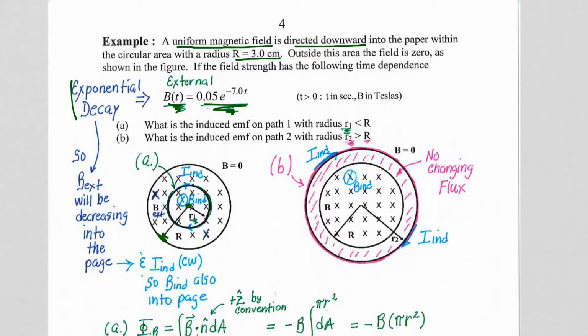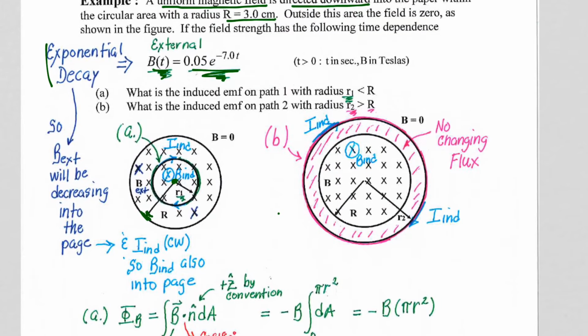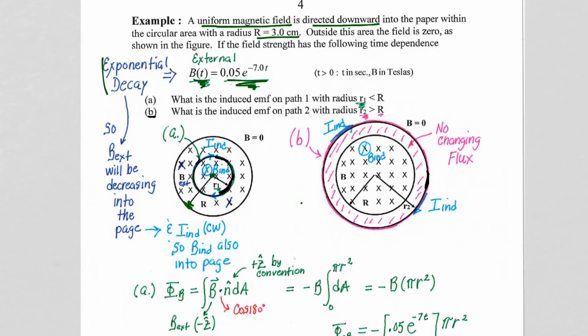Now, the problem we're solving is to calculate the induced EMF in, first, a coil that's immersed within the B field, so a coil that goes only to here. In the second case, we're going to look at a coil outside the region. Both of them will have magnetic flux within the coil changing, so induced EMF will occur.